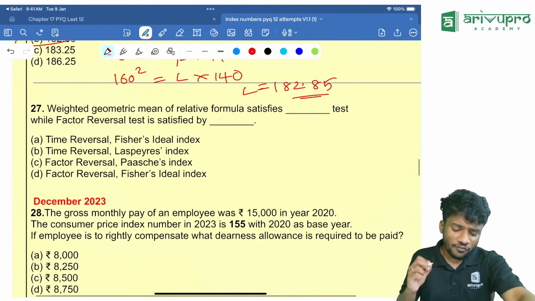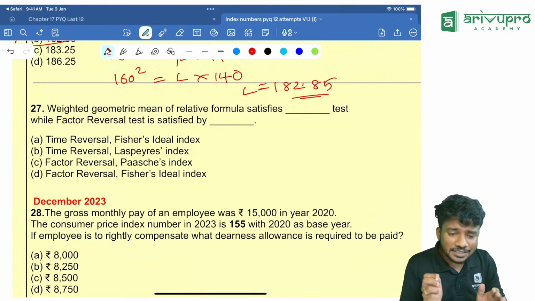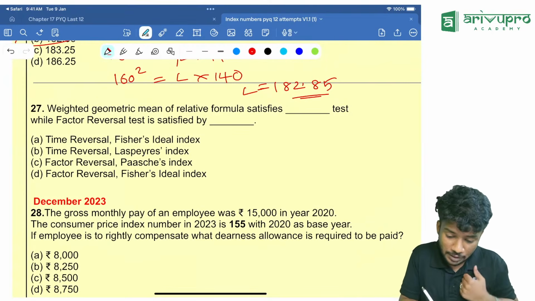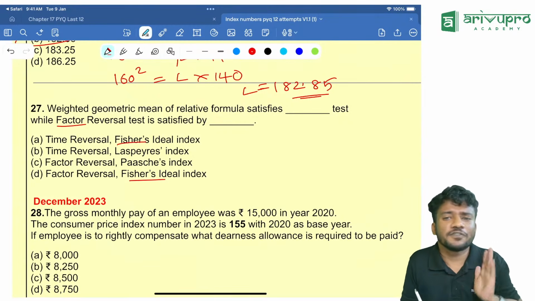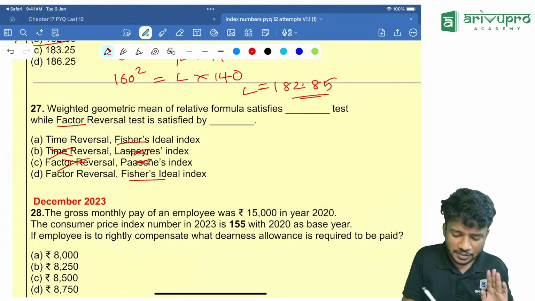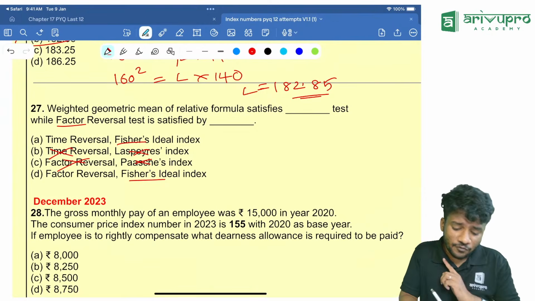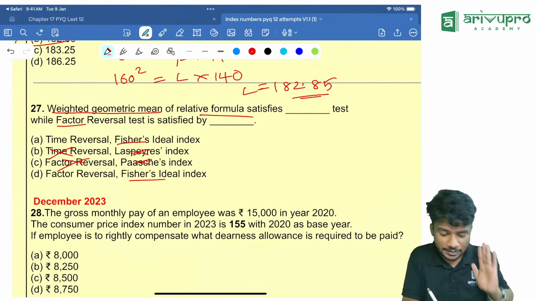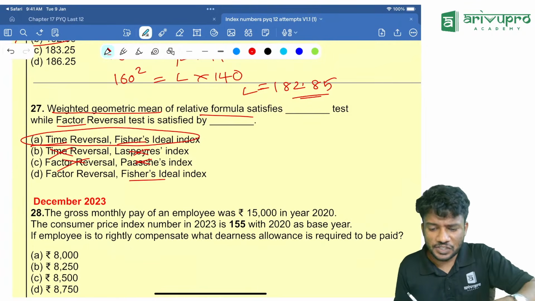Next question. The weighted geometric mean of relative formula satisfies which test, along with the factor reversal test? Factor reversal test is satisfied by Fisher, we know that. So option B and option C are anyway wrong, and it is option A or option D. The weighted geometric mean of relative formula satisfies the time reversal test, and the factor reversal test is satisfied by the Fisher index number.